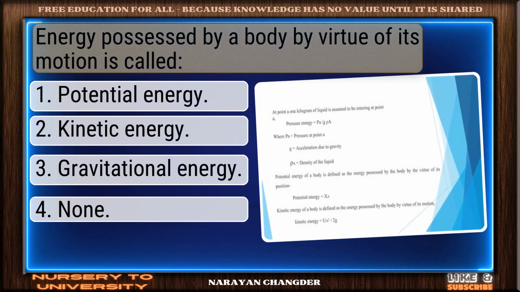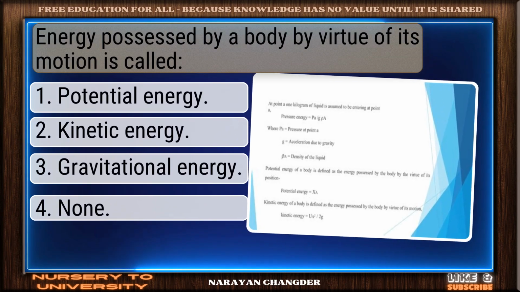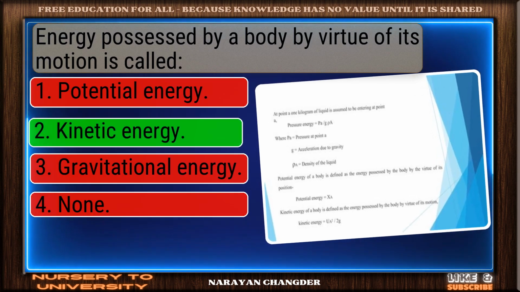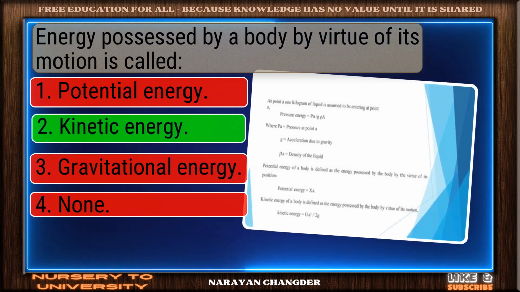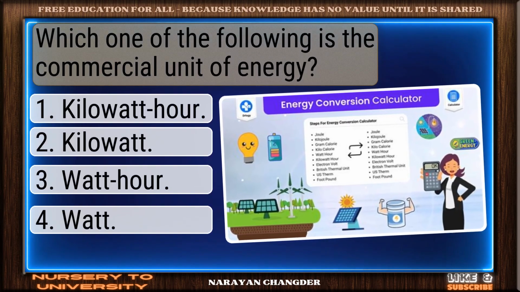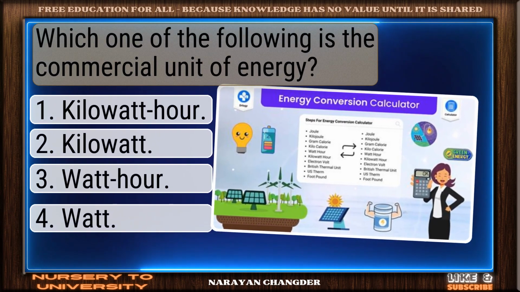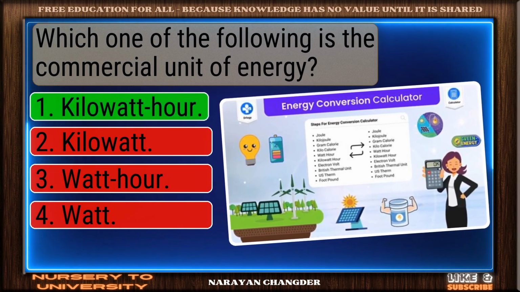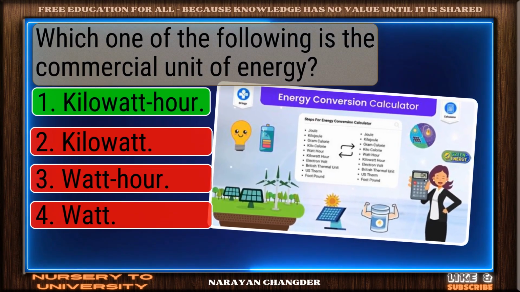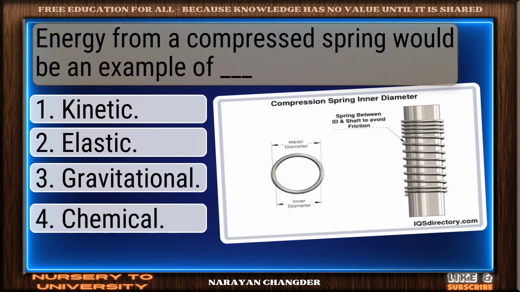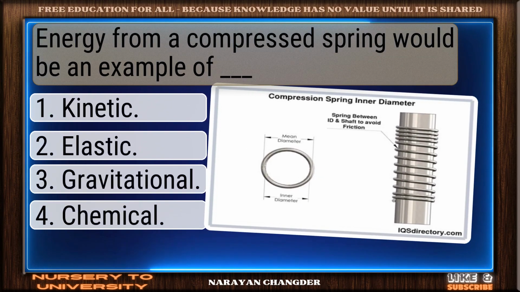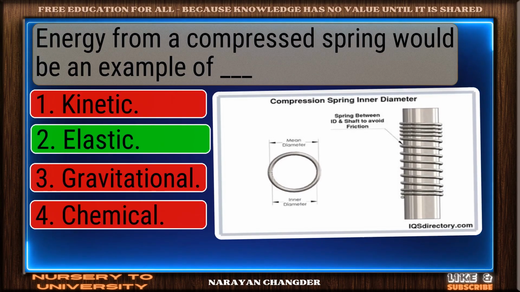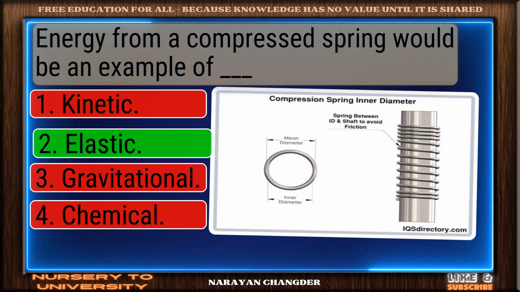Question number 42. Energy possessed by a body by virtue of its motion is called? You're right. Kinetic energy is the correct answer. Question number 43. Which one of the following is the commercial unit of energy? On track. Kilowatt hour is the correct answer. Question number 44. Energy from a compressed spring would be an example of dash. Correct. Elastic is the right answer.